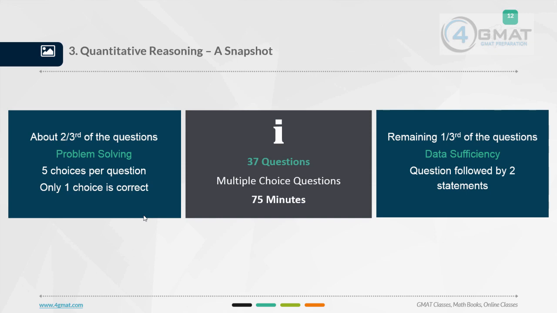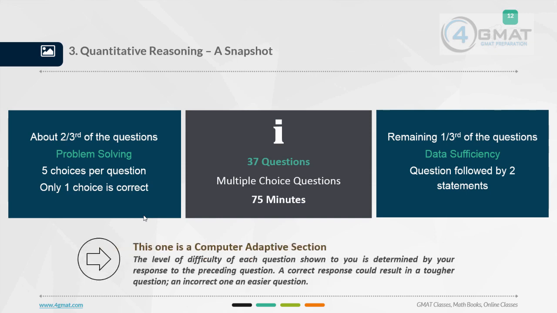A DS question is one where there is a question followed by 2 statements. What you need to figure out here is whether the information given in these 2 statements is sufficient, is enough to answer this question. I've provided a video down the line which closely takes a look at a DS question and how to solve it. So for the time being, let's hold that here and move on to what this section is about. This section is a computer adaptive section.